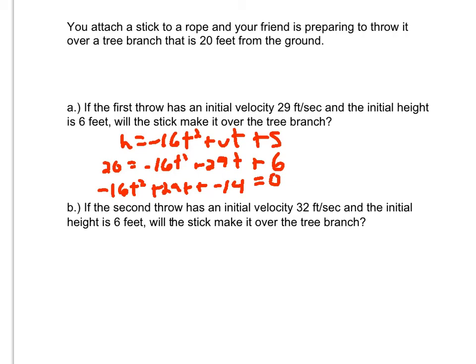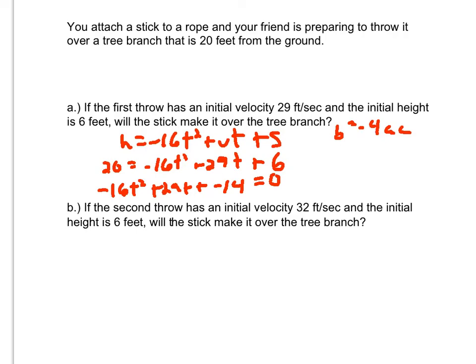So basically, all I'm trying to find out is this even possible to make it over the branch? Well, if it is, that means I have to have solutions. Okay? So I can use the discriminant to tell if I'm even going to have solutions or not. So I'm going to go ahead and figure out b squared minus 4ac and see if I'm going to get a number or not. Okay? If I'm going to have a solution or no solution to this problem. If I have a solution, then that means it will make it over the tree branch in whatever amount of time that is. And if I don't have a solution, then that means that it's not possible. Okay, I didn't throw it hard enough.